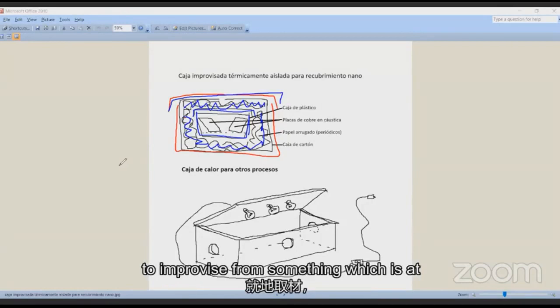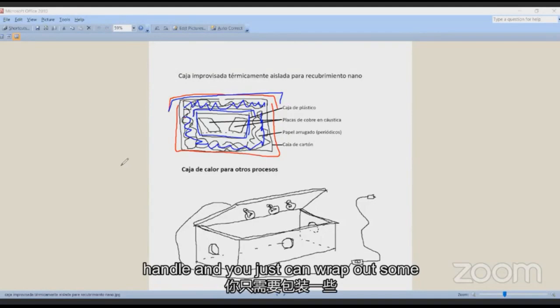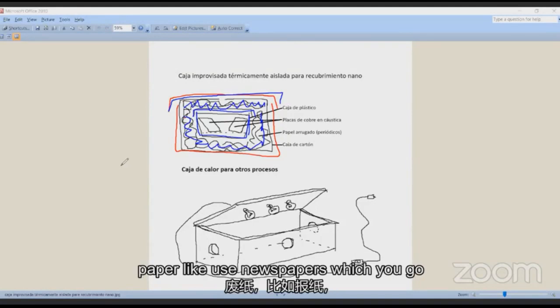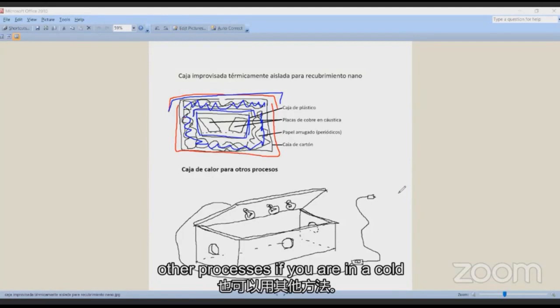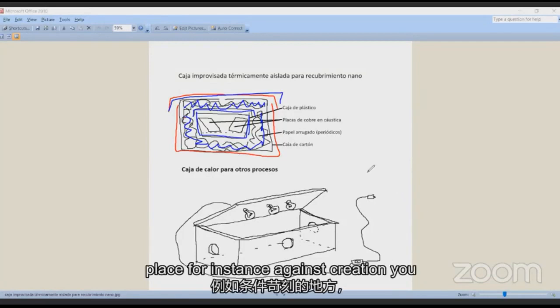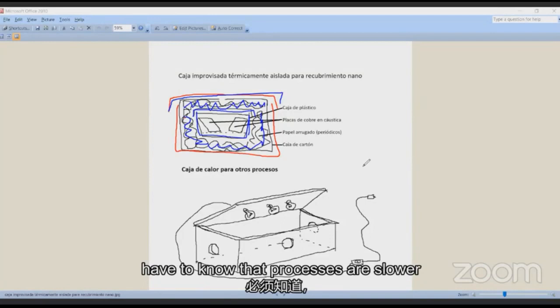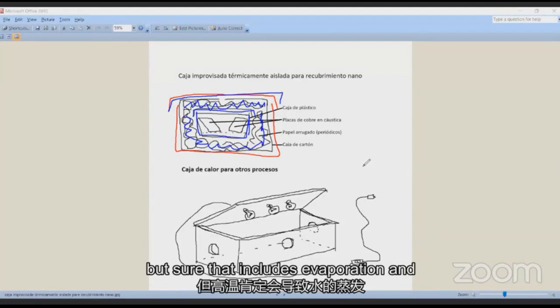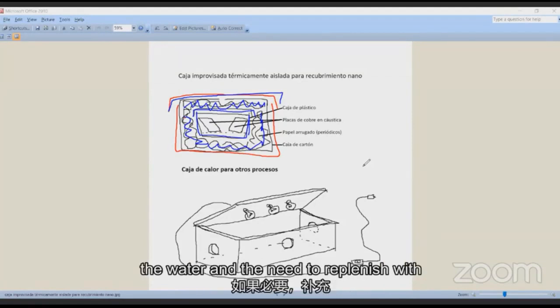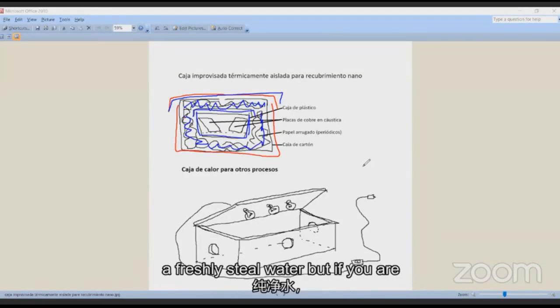But if you want to improvise on something which is at hand, then you just can wrap up some paper, like used newspapers, which you get virtually for free. And for the other processes, if you are in a cold place, for instance, gas creation, you have to know that processes are slower at lower temperature and are faster at high temperature. That includes evaporation of the water and the need to replenish with fresh distilled water.